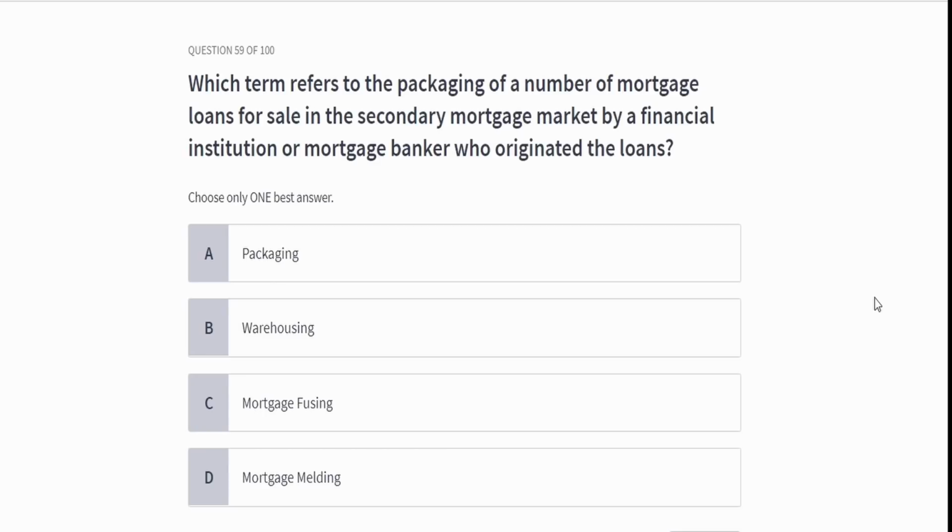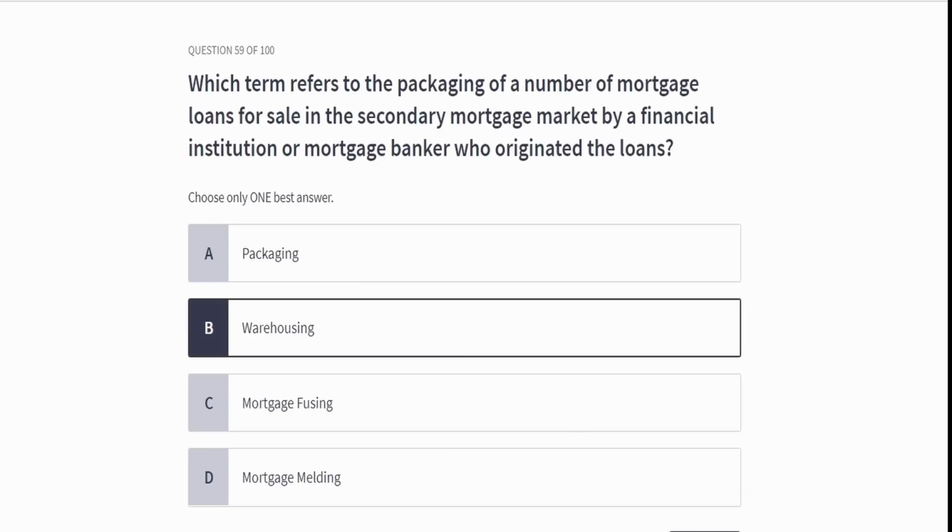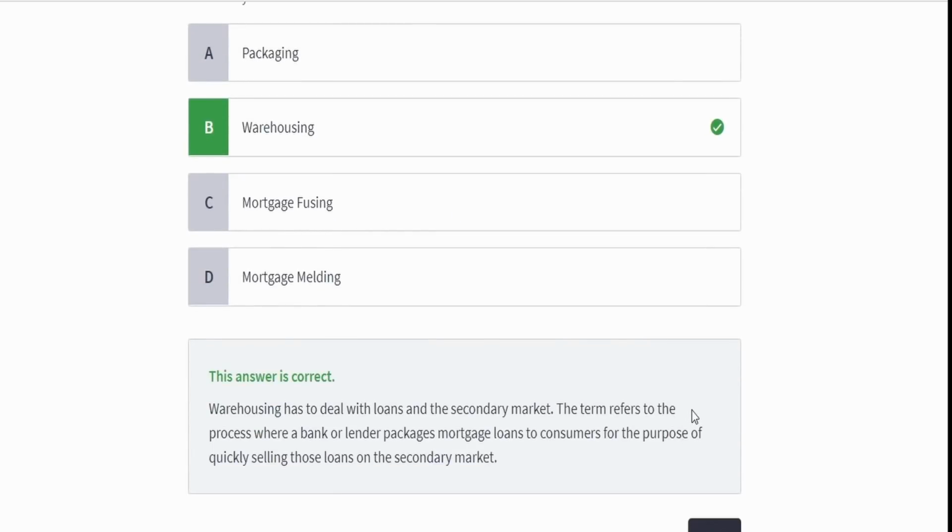All right, so hopefully you guys came up with your answer, and as always, hopefully it's the right answer. So what is our right answer for this one? It's going to be B. It's going to be warehousing. So warehousing has to deal with loans in the secondary market.